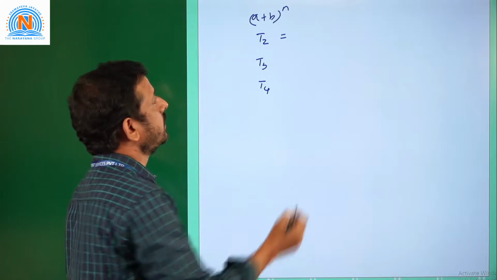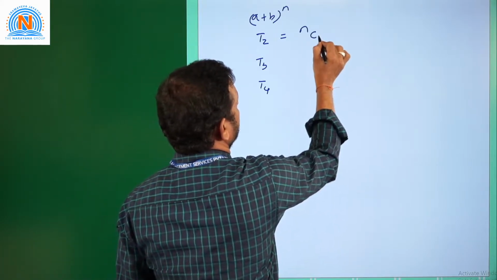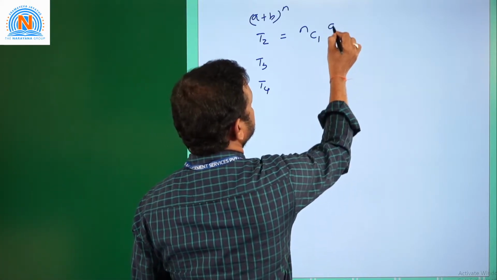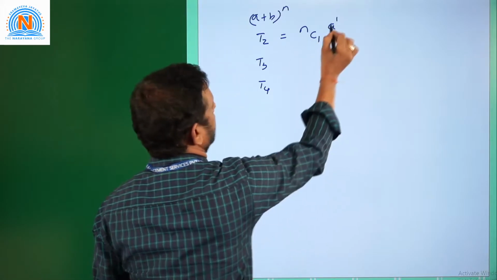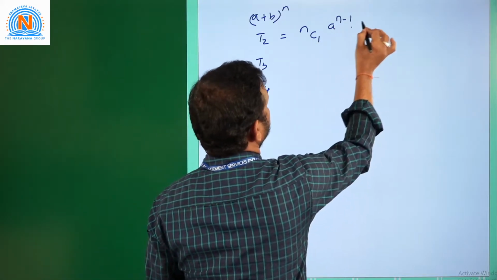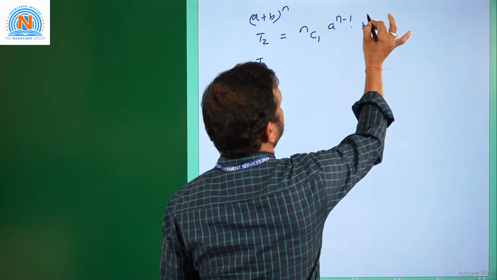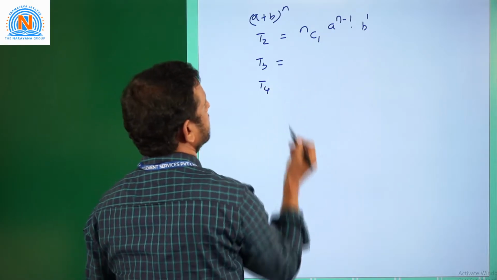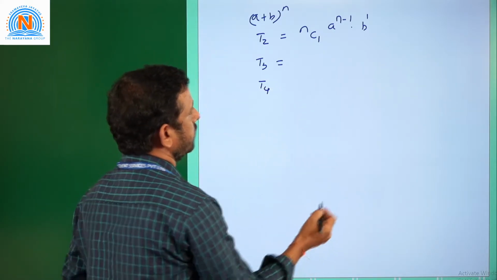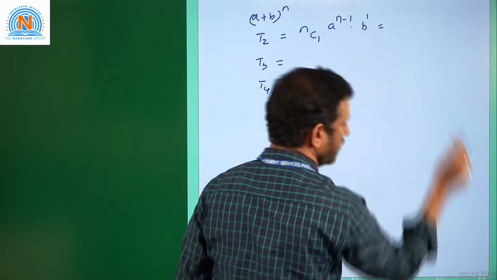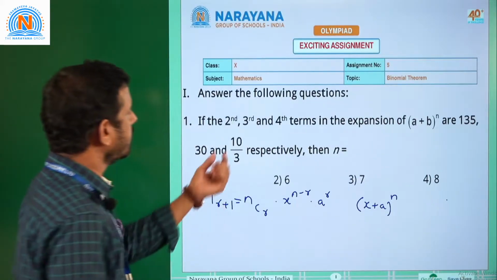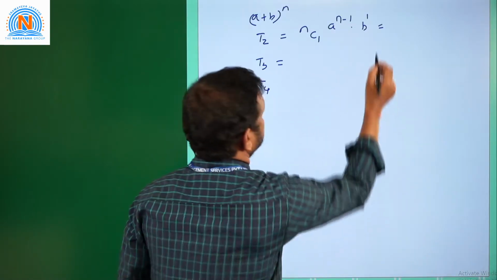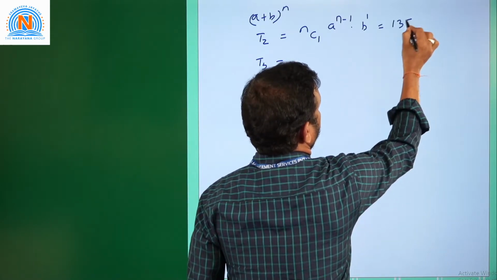Now we get the second term as nC1, because T(r+1) is equal to nCr x to the power of n minus r, so a to the power of n minus 1 into b to the power of 1. This is equal to 135.